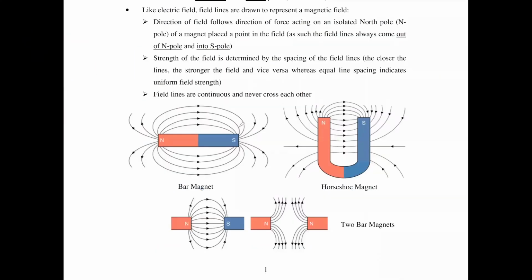The diagram below shows you some examples of magnetic fields. You have a bar magnet for the first diagram, you have a horseshoe magnet for the second diagram, and you have two bar magnets for the third diagram. For your syllabus, you really only need to remember the first one. You need to remember what are the characteristics of the field and how to draw it, okay?